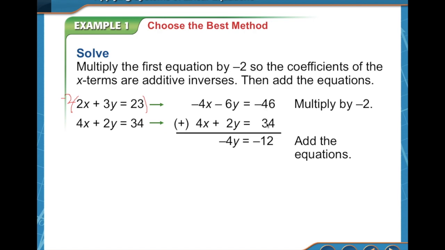And -46 plus 34 is -12. That's the hard part. Now from here, it goes really fast. So to solve for y, we're going to divide both sides by that -4, and y will be +3.